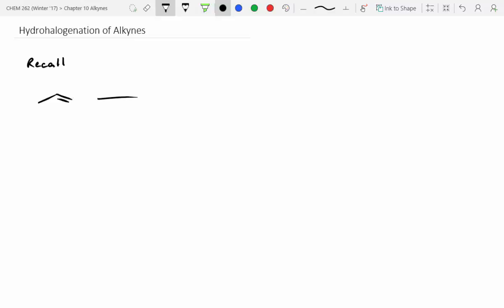So with hydrohalogenation, that was when we added something like HBr to an alkene. Which side of the alkene will the bromine get added to? The more substituted side. We always go through the more stable carbocation. I'm not going to show the full mechanism. If we wanted to get it attached to that anti-Markovnikov side, what would we add? Peroxides.